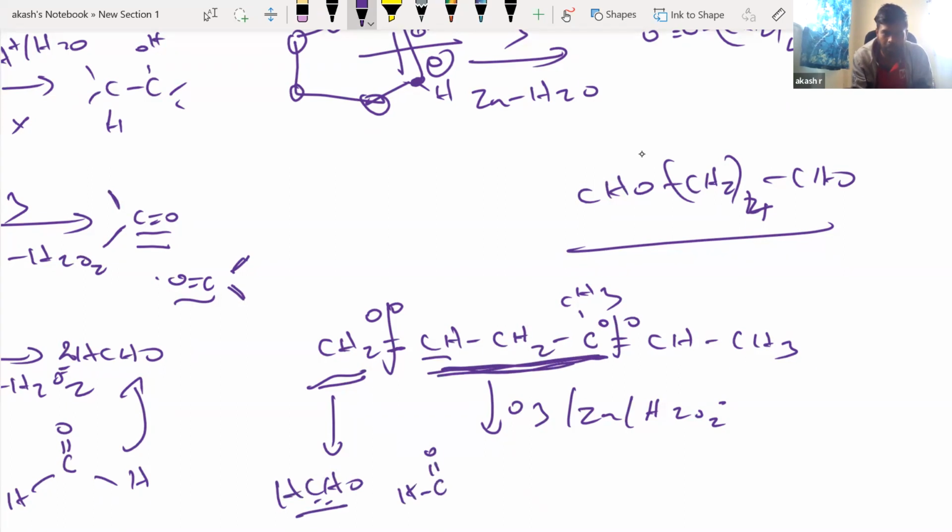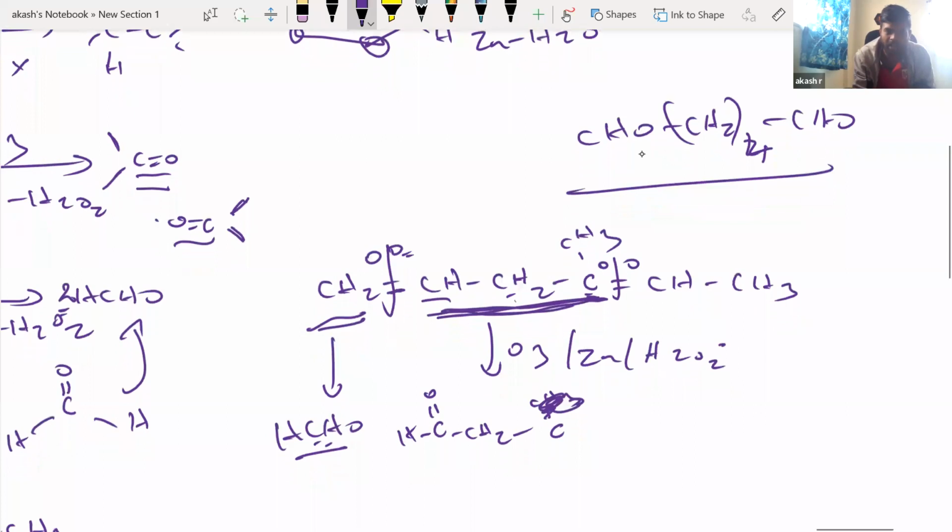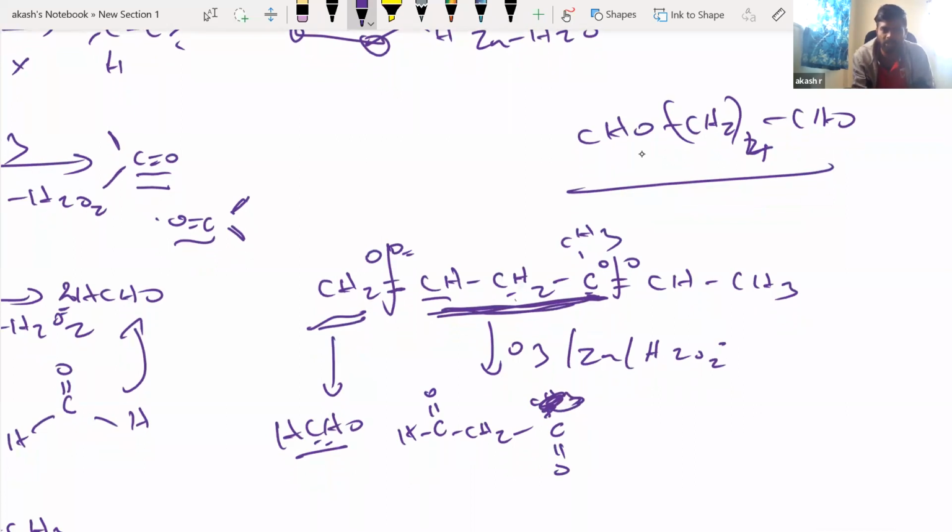I'm talking about this carbon with this oxygen here. And then what you have is CH2. And you have this particular carbon having a CH3. So this particular carbon is now going to have a C double bond O, and that is also having a CH3. Done. Now this is the second chunk.